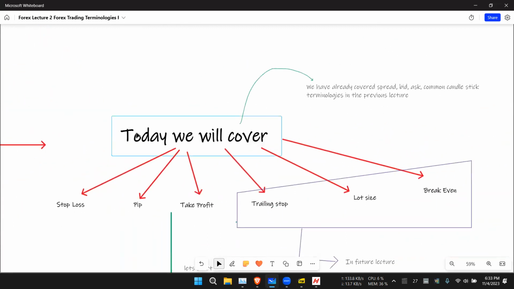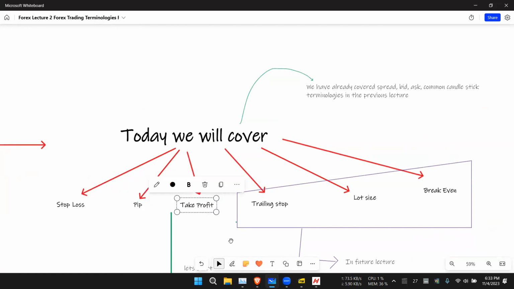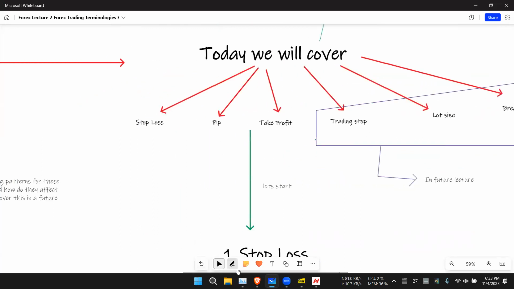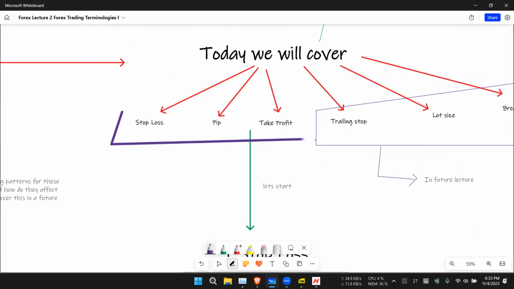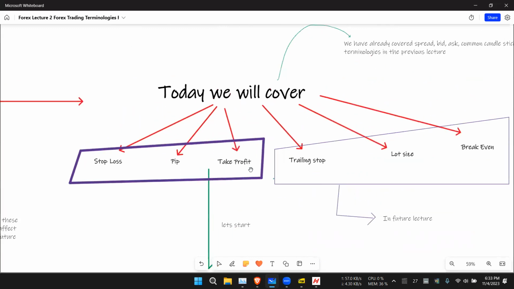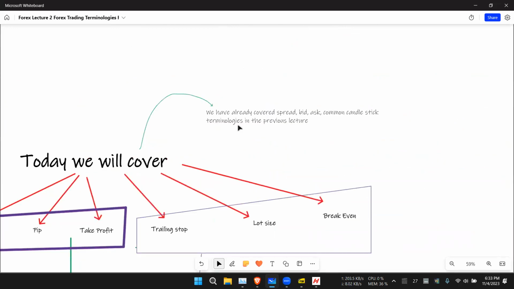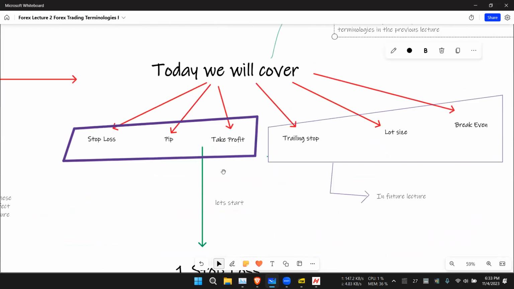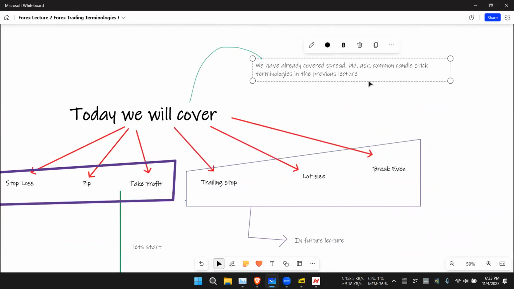Today we will cover stop loss, pip, and take profit. The trailing stop, lot size, and break even are going to be the next part of the section, because these fundamentals are very important to understand from the ground up, and we want to give them as much ample time as possible, right? Today we will also cover spread, bid, ask, and common terms. These are going to be the major things that we are going to cover today.